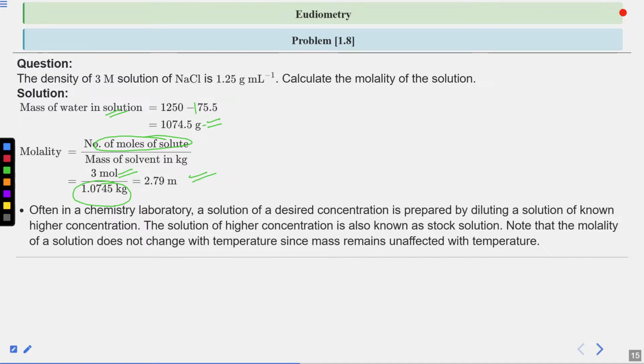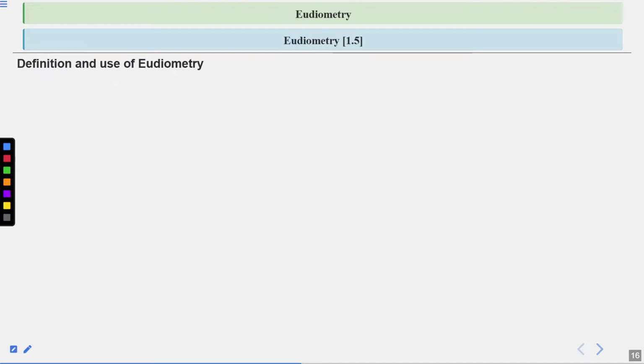Now moving on to our today's last topic, which is eudiometry. So I will tell you about eudiometry now. There will be questions on it. We will talk about it tomorrow. So just try to understand the theory today. If you are well aware about this theory, then you will be able to solve the question. Still, if you have any problem in theory, your problems will be solved in the question part.